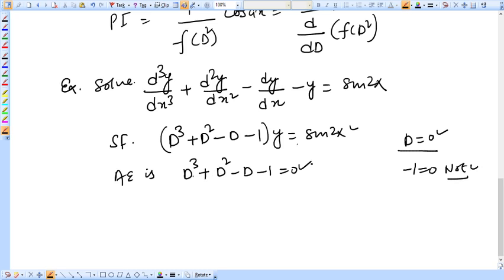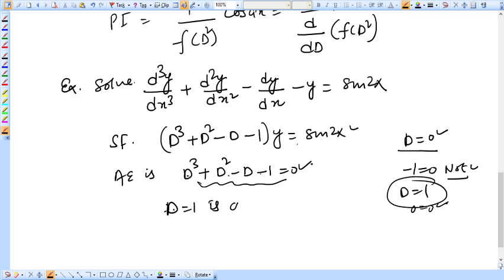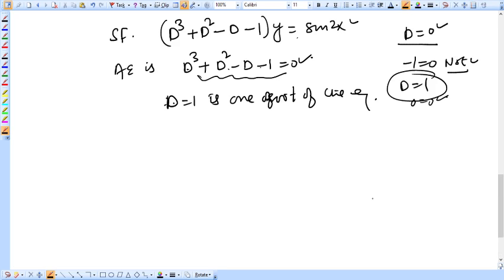If we set D equal to 1, then this becomes 1 plus 1 minus 1 minus 1, so 0 is equal to 0. Therefore D equal to 1 is one root of the equation. So we know how to find the rest of the roots by synthetic division.